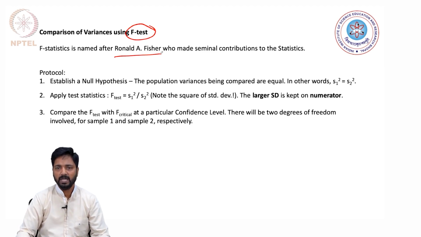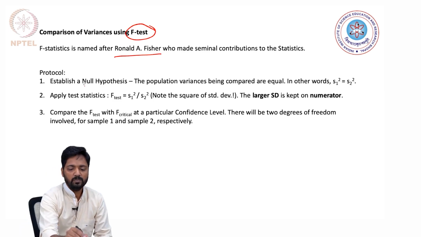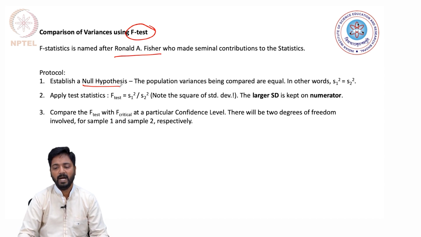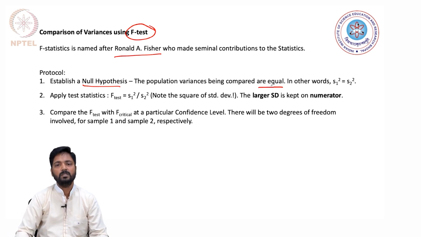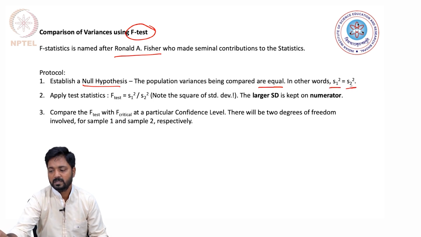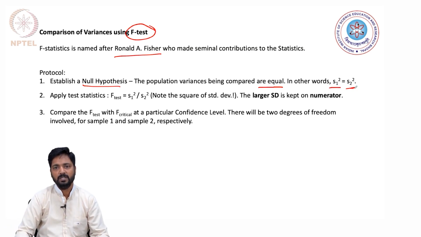So here the protocol that we apply for undertaking the F test is that we establish a null hypothesis as always. So the null hypothesis presumes that the population variances being compared are equal. In other words, if we are comparing two samples S1 and S2 and they have a standard deviation small s1 and small s2, then the variances, that means the square of the standard deviation values, are similar.